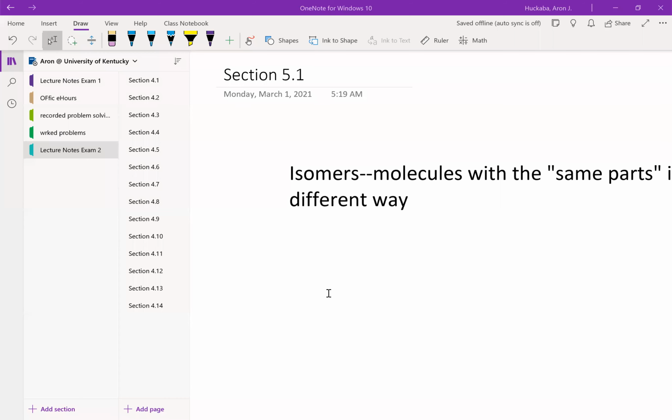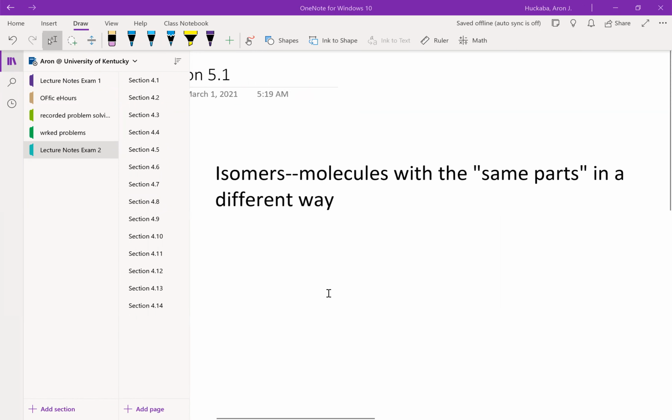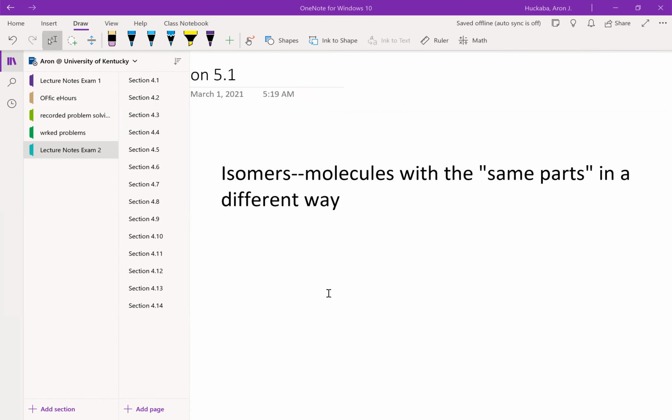Hello and welcome to Chapter 5, Section 5.1, where we're going to learn a bit about what are called stereoisomers and also just isomers in general. If you remember from our last sections, as well as in our last Chapter 4, we learned about two different kinds of isomers.